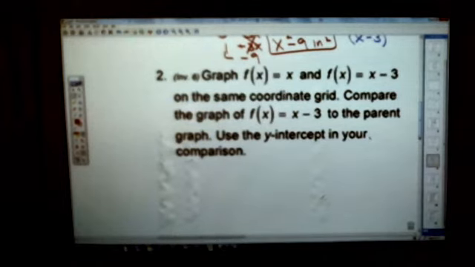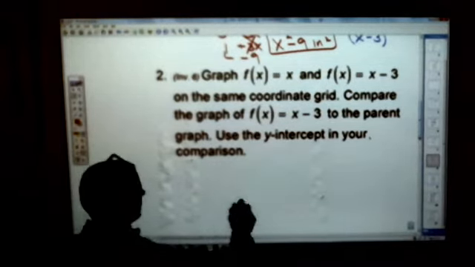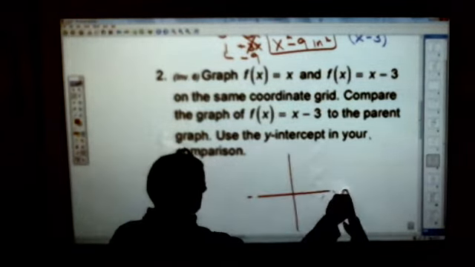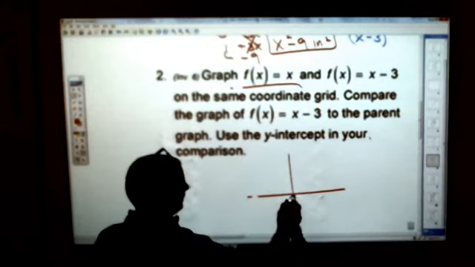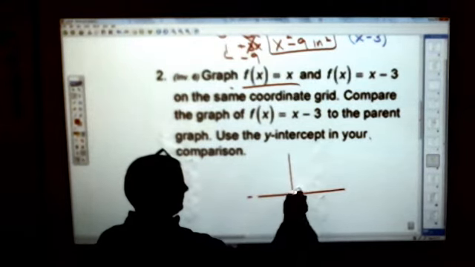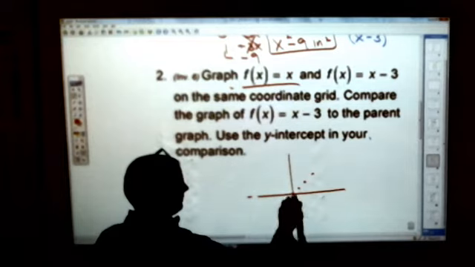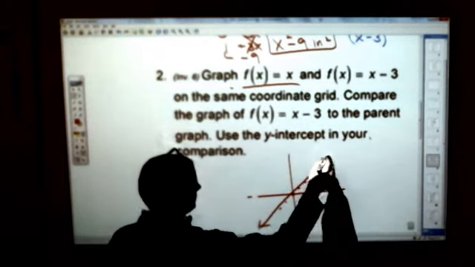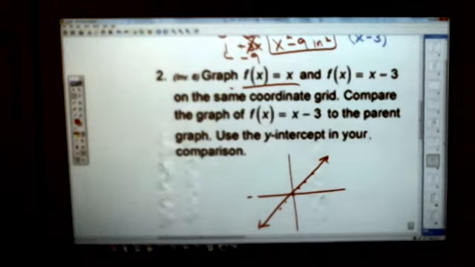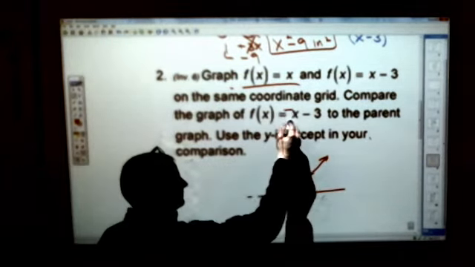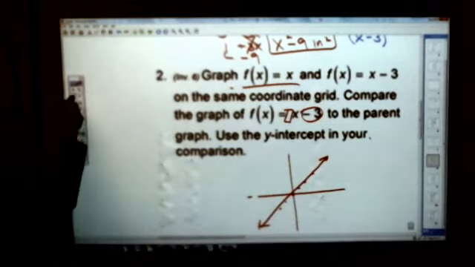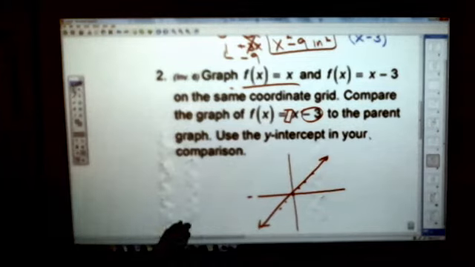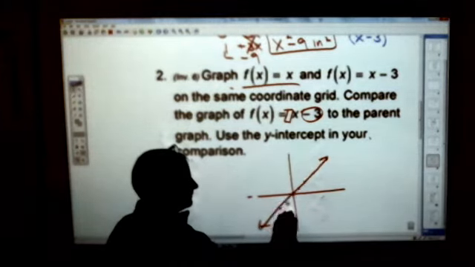Oh, well, what was so hard about this? Use the y-intercept in your comparison. I don't even know what that means. This just is trying to get you to see this. If you just have f of x equals x, remember I said just think about that as being y equals x. That just means whatever x is, y is. You get this graph. Right? Through the origin, goes up 1 over 1. The only thing that changes, since the slope is the same, is where it crosses the y-axis. It simply means you are going to get the same exact line, except it's going to be down here.